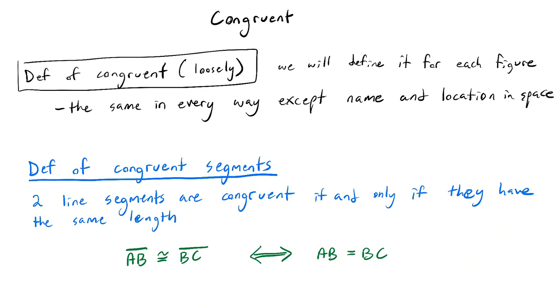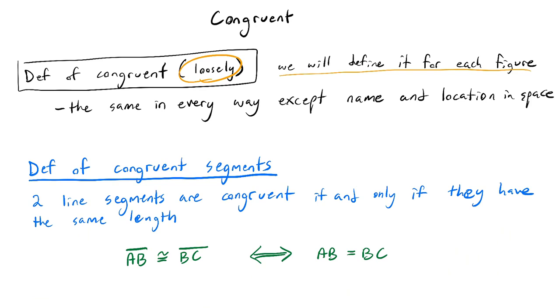Every measurement you could possibly measure is exactly the same. That's what the idea of congruence is, okay? The reason I say I'm defining it loosely here is we're actually going to define it for each figure. So what does it mean for two triangles to be congruent? What does it mean for two angles to be congruent? And we're going to give a specific definition for each thing, and you'll start to see they make sense.